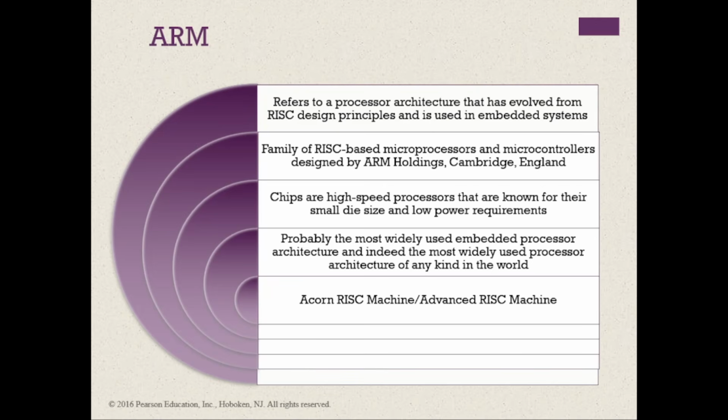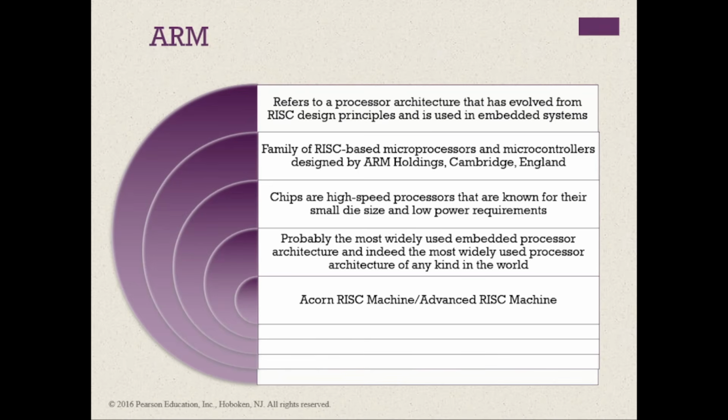ARM is a family of RISC-based microprocessors and microcontrollers designed by ARM Holdings, Cambridge, England. The company doesn't make processors but instead designs microprocessor and multi-core architectures and licenses them to manufacturers. Specifically, ARM Holdings has two types of licensable products: processors and processor architectures. For processors, the customer buys the rights to use ARM-supplied designs in their own chips. For a processor architecture, the customer buys the rights to design their own processor compliant with ARM's architecture.